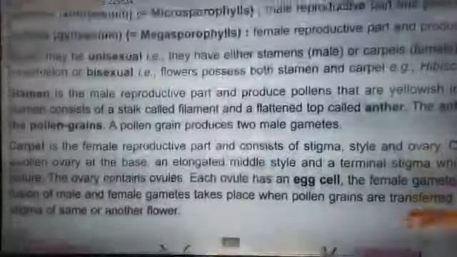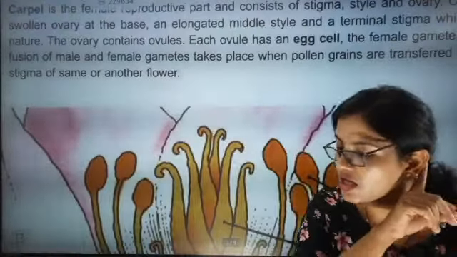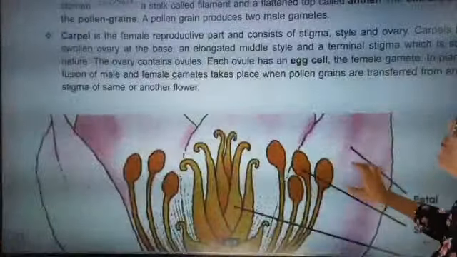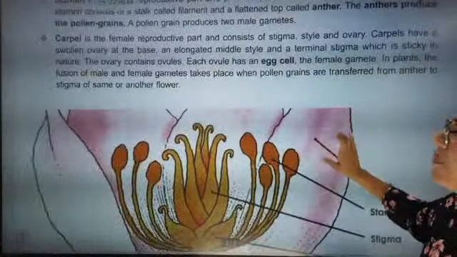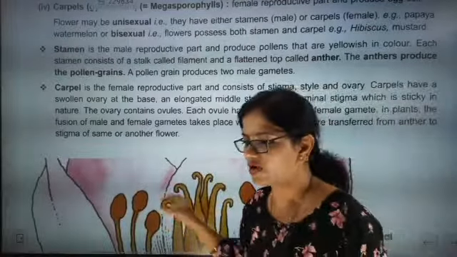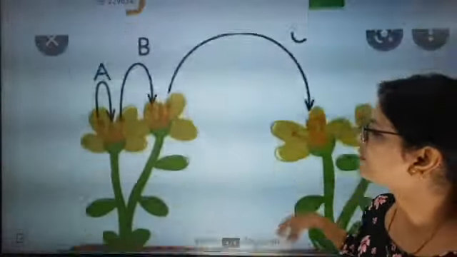So we have already discussed unisexual and bisexual. Now we are going to learn about fusion. Fusion we have already understood, but before fusion we discussed carpel, the colorful part of the flower. We also discussed the male and female filament.